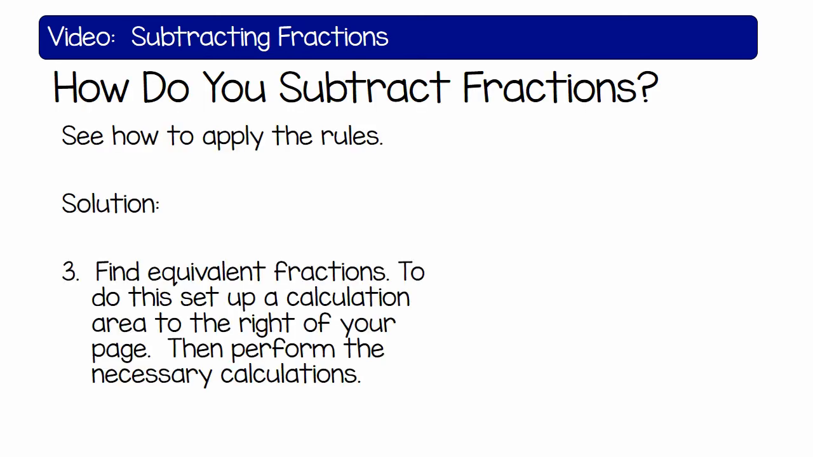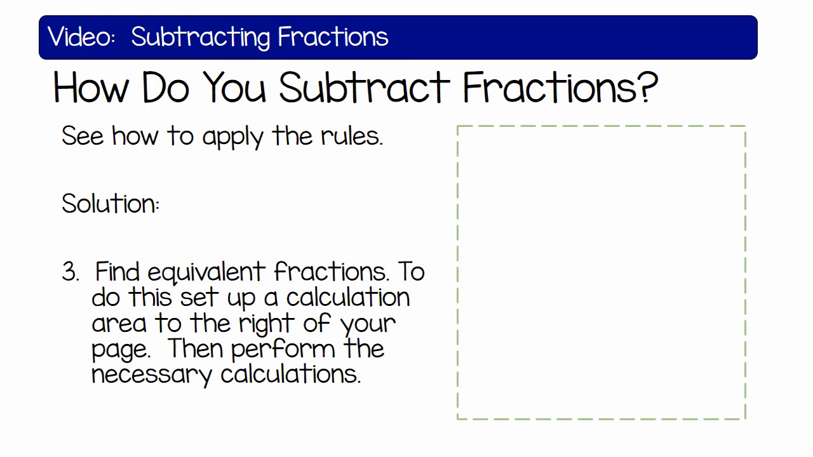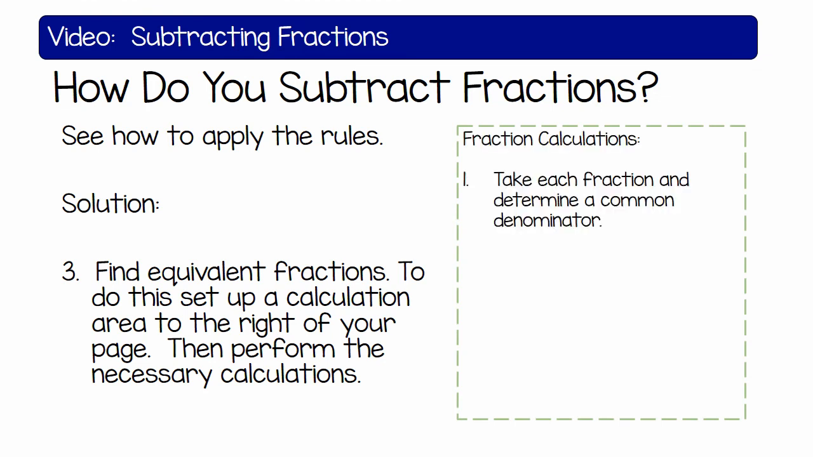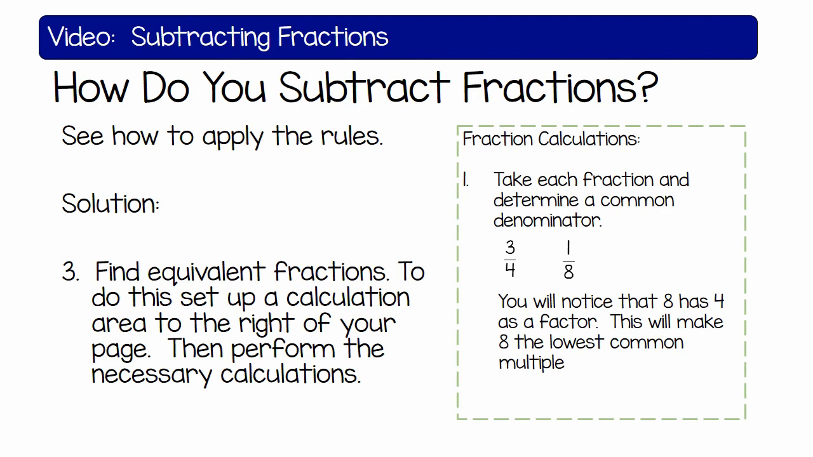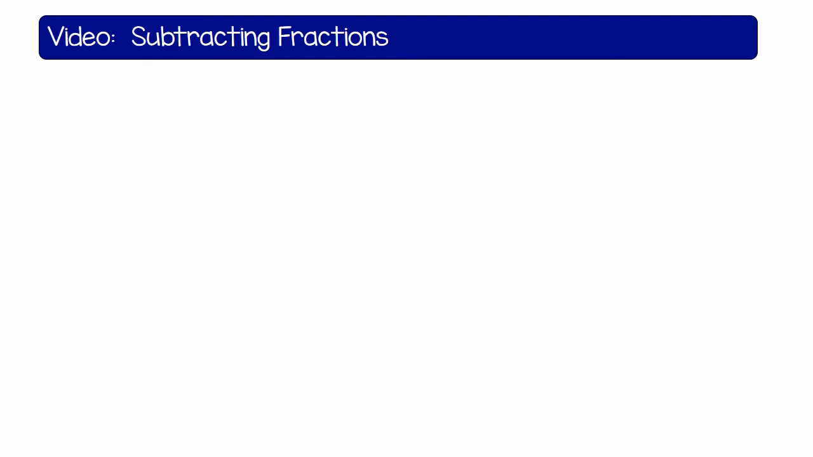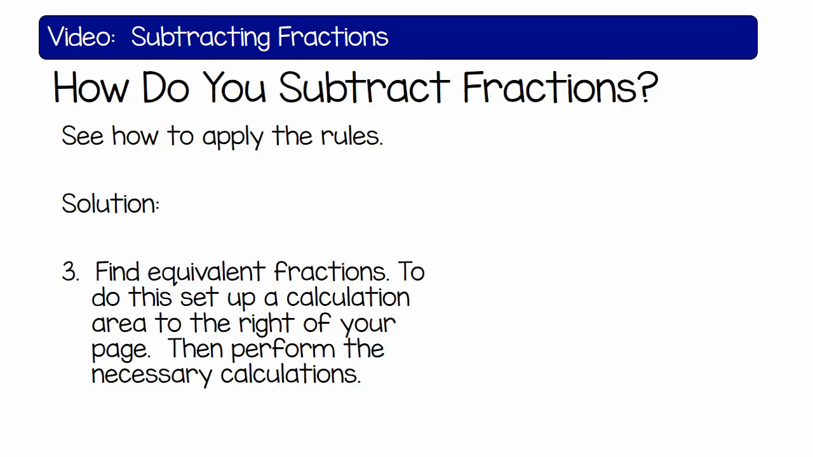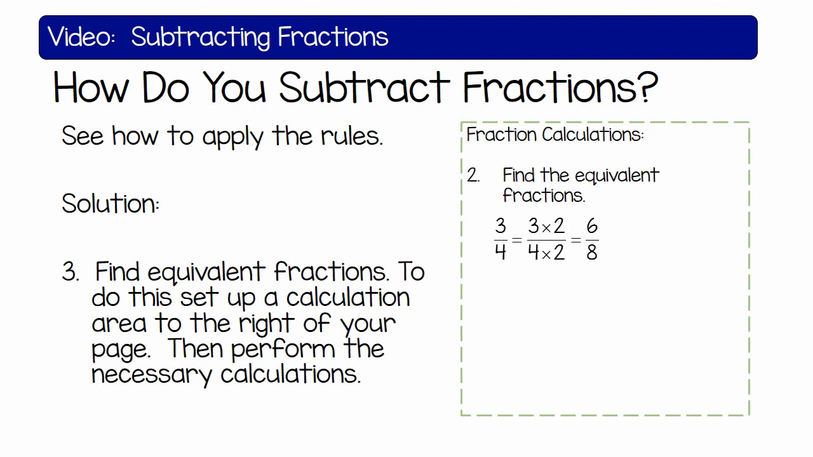To do this, we're going to set up our work area on the right-hand side of the page. We're going to take each fraction and compare the denominators. You will notice that 8 has 4 as a factor. This will make 8 the lowest common multiple. 8 is 4 times 2. So we can now write our equivalent fraction, 3 over 4, which would be 3 times 2 over 4 times 2, to get 6 over 8.